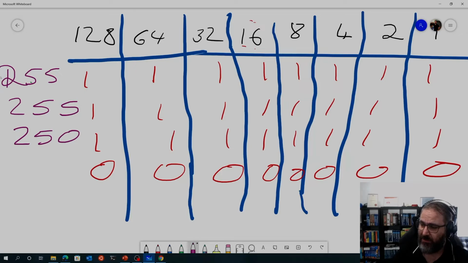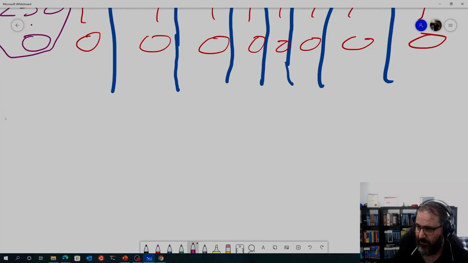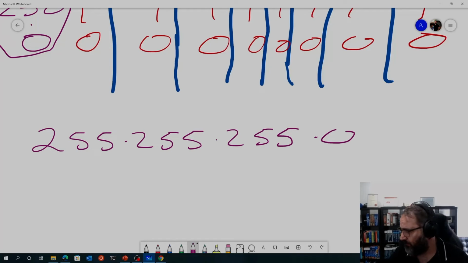255 dot 0. Does that look familiar, guys? What does that look like? Let's write it out properly. What does that look like? Has anyone seen this before? Dot 0. Let me show you my personal networking.